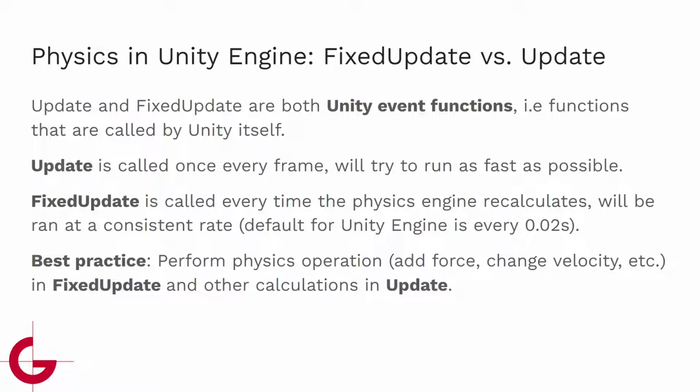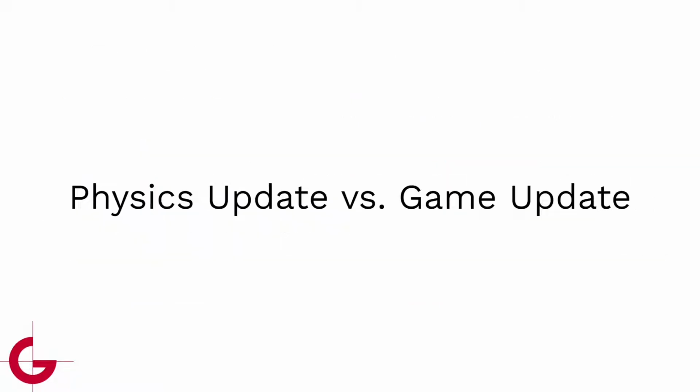And all of this just means that when you're using Unity, and especially when you're using physics in Unity, we should perform the physics operations like add force, change in velocity, etc. in fixed update, and we do other calculations that require calculations every frame in update. And this is not just a problem in Unity, but also in other engines and other games as well. So we'd like to expand it to a more general topic of physics update versus game update.